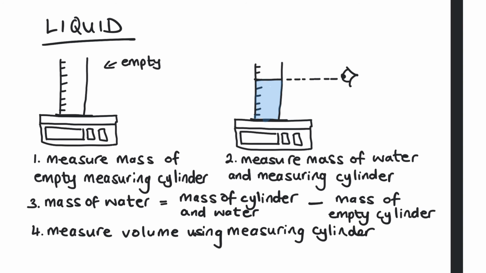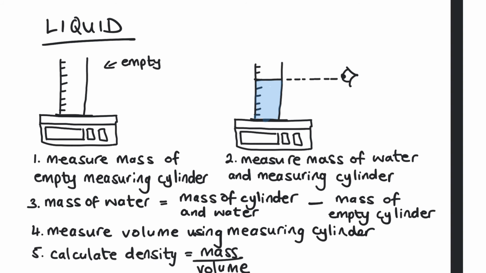We can find out the volume of the water very easily by reading off the value on the side of the measuring cylinder. And of course we can calculate density by using the equation density is mass over volume.